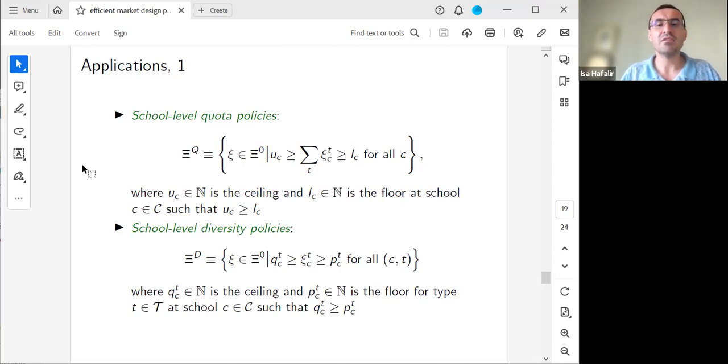The second one is school level diversity policies. Now we have types, and for each type, for each school, there is going to be a lower bound and an upper bound, and these lower and upper bounds are type specific. So this will also satisfy our sufficient condition.